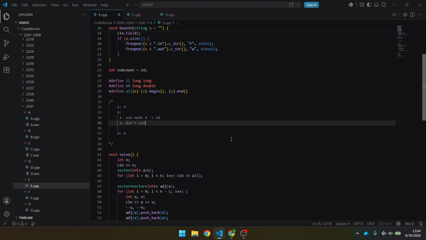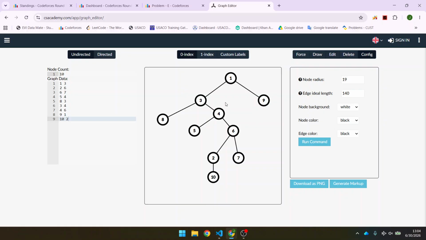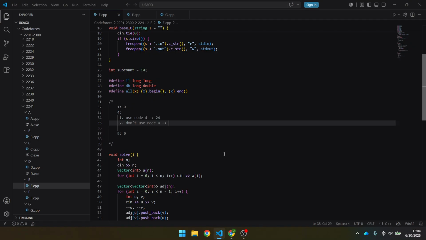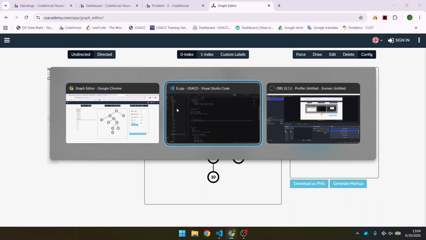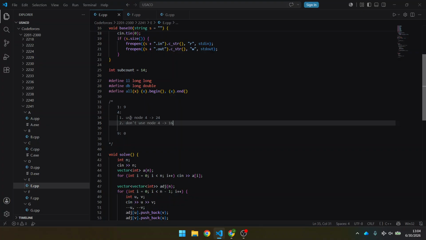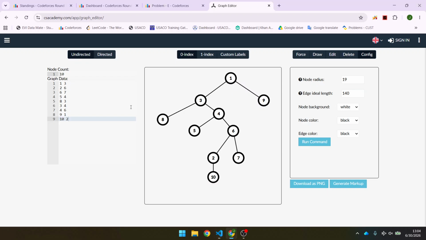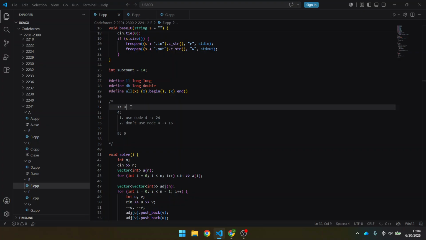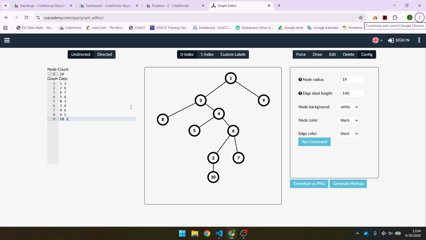Case 2, don't use node 4. Then it's just 4 times 1 times 4, which is 16. That gives 40, and then for node 1, we have to use this node, and we use one of these nodes over here. So 4 times 2 is 8. Yeah, I think that's it.